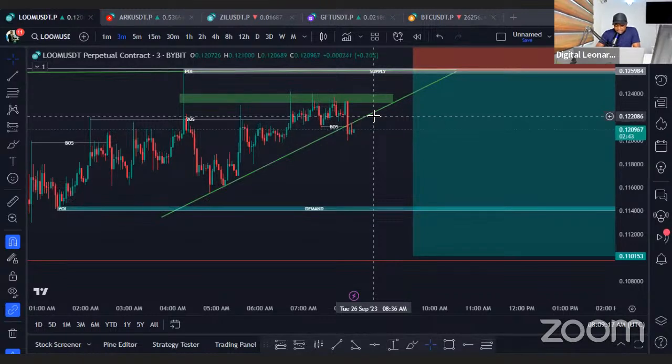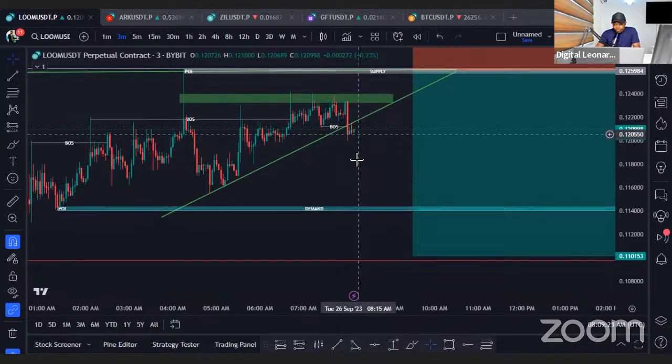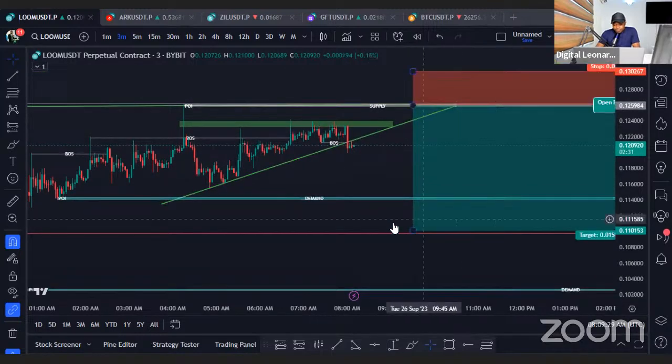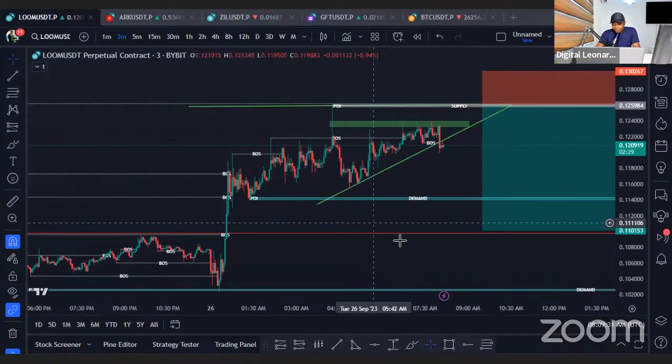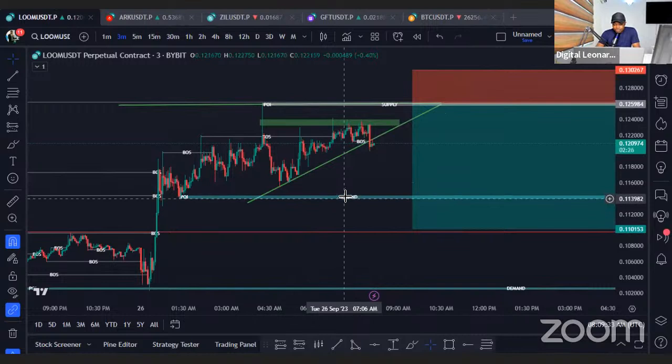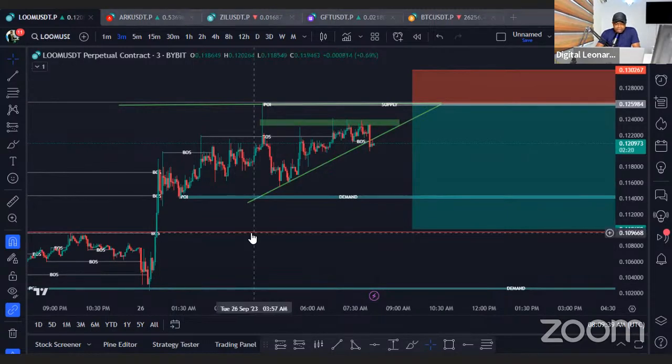Okay, let's see how it goes, guys. If we go big down here, oh, that's too much money, or even down to 10 cents. But my target should be this area here, 0.113. That's what I'll be looking at for Loom. But let's say I place that for Loom.